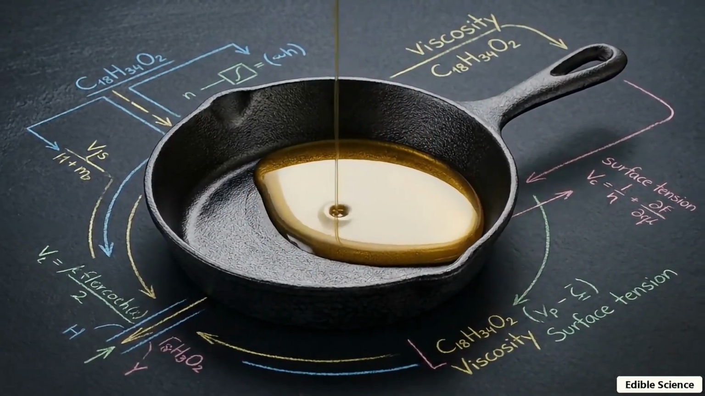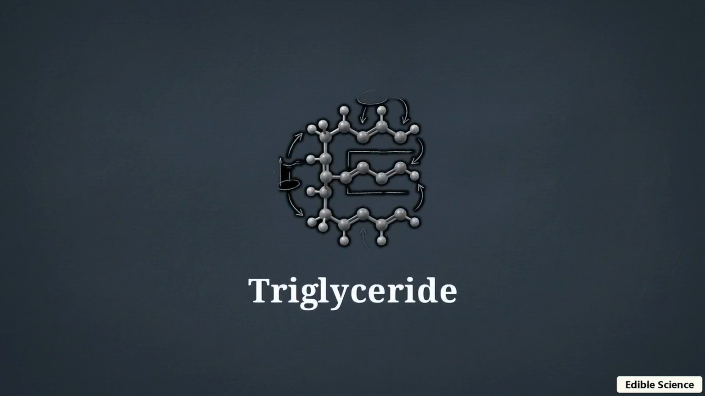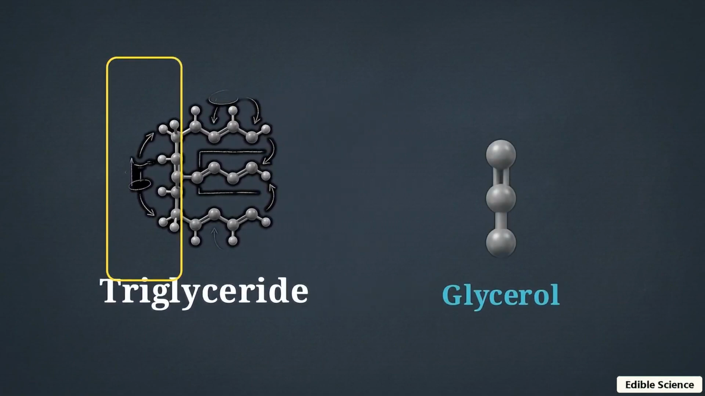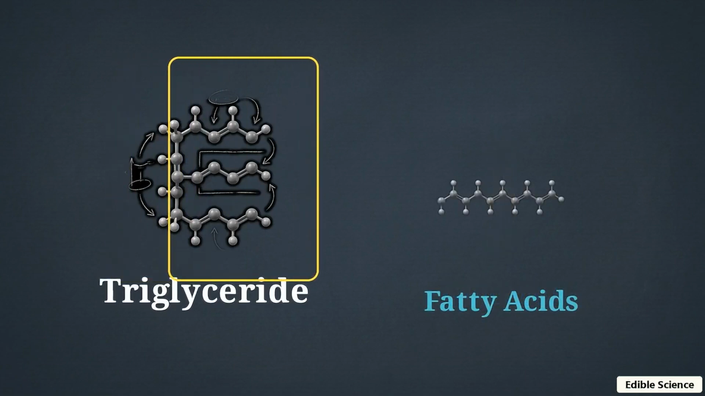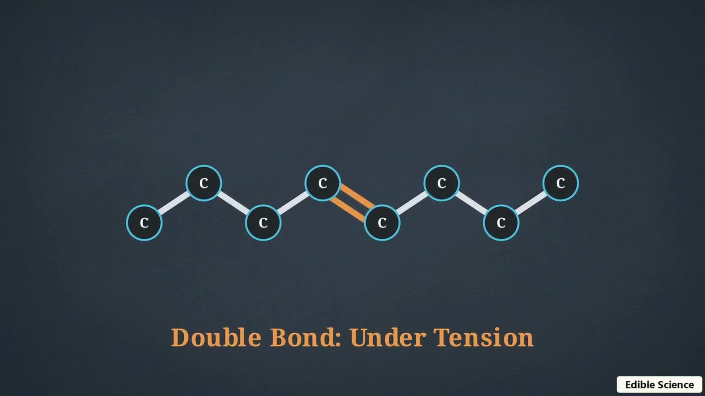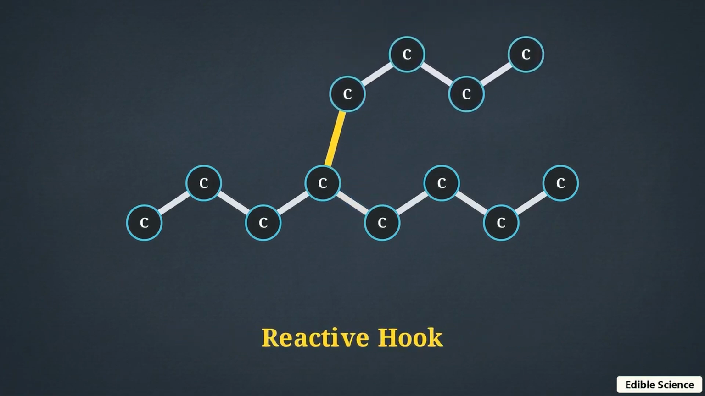To understand how a liquid transforms into a hard solid without simply evaporating, we have to look closely at the oil itself. Every cooking fat is built from a structure called a triglyceride. The vertical spine is a molecule called glycerol, and the 3 horizontal arms are long chains of carbon and hydrogen called fatty acids. The vast majority of the carbon atoms in these fatty acid chains are connected by single bonds. These links are highly stable and chemically unreactive. The potential for change lives in the carbon-carbon double bond. Because these specific carbons hold onto each other with 2 bonds at once, they are under tension. These tense, weak spots function as reactive hooks, waiting for an opportunity to break open and link adjacent fat molecules together.